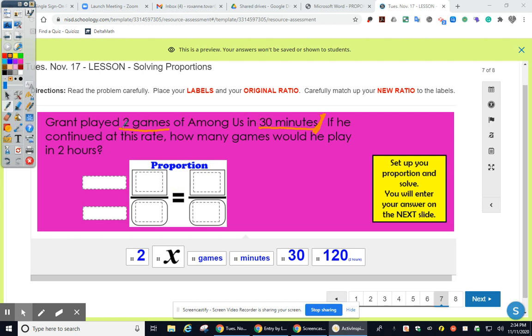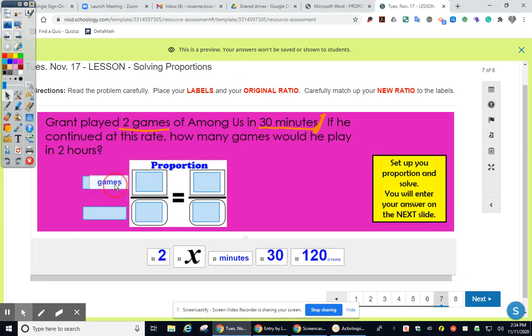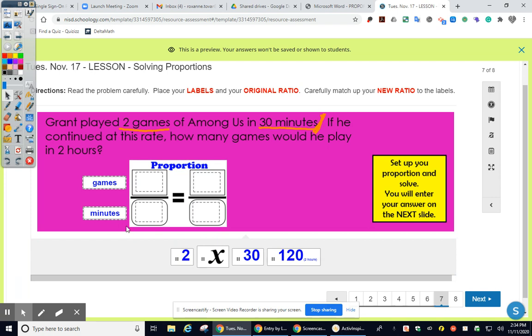So first what we see is we're comparing games to minutes. So I'm going to put games first since I see games first, and then I'm going to put minutes second since I see the minutes second. Okay, it says 2 games, so we're going to put the 2 with the games. And then it says 30 minutes, so we're going to put the 30 with the minutes.